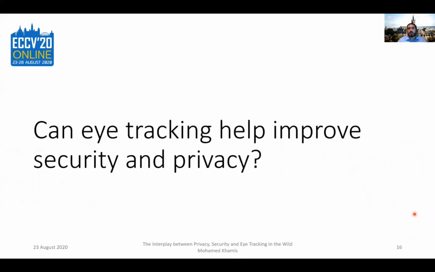improve privacy and security. So far we've been talking about eye tracking as a threat to privacy, but now can we actually use eye tracking to improve security and privacy? And the answer is yes, and there's actually a lot of interesting work in this area.